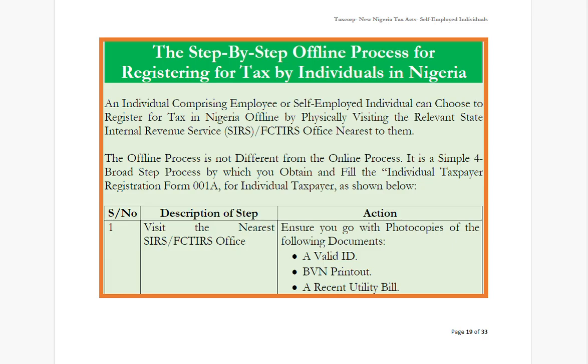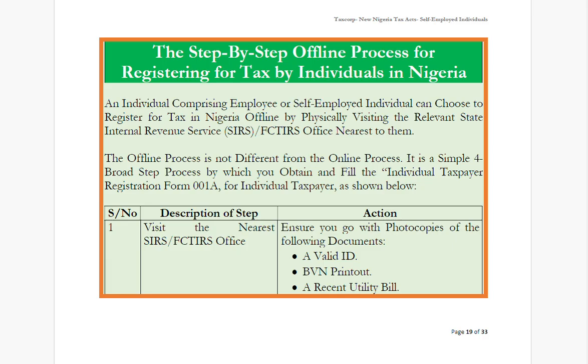An individual, comprising an employee or self-employed individual, can choose to register for tax in Nigeria offline, that's physically, by visiting the relevant State Internal Revenue Service or FCTIRS office nearest to them. You don't need to go far. Just look for the State Internal Revenue Service or FCTIRS closest to you, and you walk in and get yourself registered for tax. The offline process is not different from the online process. It is a simple 4 broad step process by which you obtain and fill the individual taxpayer registration form 001A, which we had earlier discussed, for individual taxpayer as shown below.